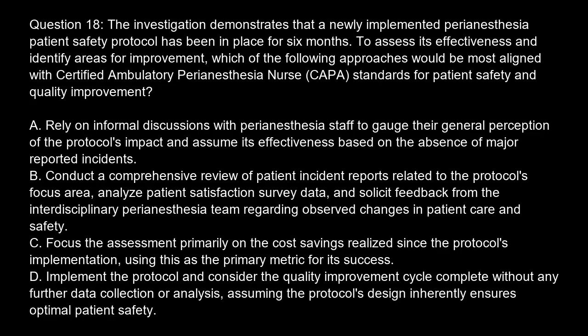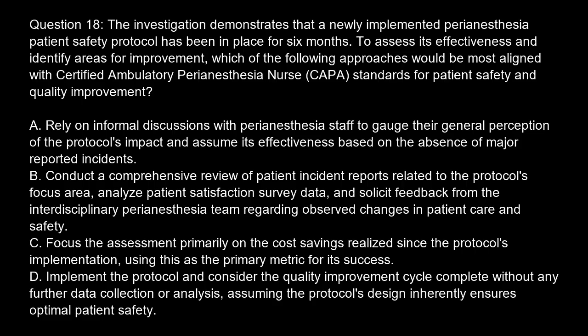Question 18. The investigation demonstrates that a newly implemented perianesthesia patient safety protocol has been in place for 6 months. To assess its effectiveness and identify areas for improvement, which of the following approaches would be most aligned with certified ambulatory perianesthesia nurse, CAPA, standards for patient safety and quality improvement? Option A. Rely on informal discussions with perianesthesia staff to gauge their general perception of the protocol's impact and assume its effectiveness based on the absence of major reported incidents.